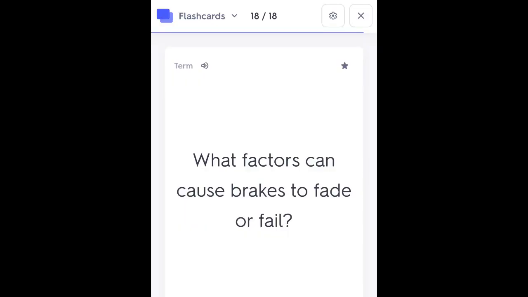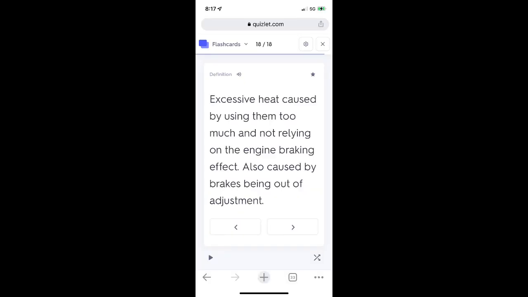Question 2 of subsection 5.4. What factors can cause the brakes to fade or fail? Excessive heat caused by using them too much and not relying on the engine braking effect. Also caused by brakes being out of adjustment.